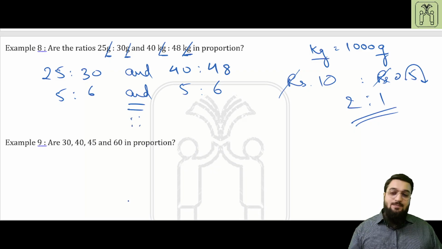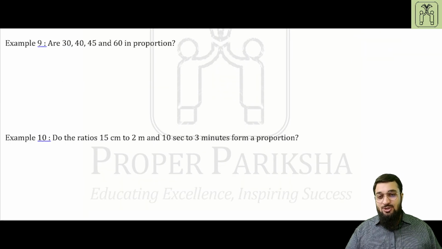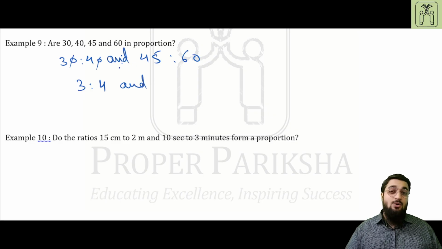Coming to the next example. Example number 9. Are 30, 40, 45 and 60 in proportion? For such a question, we just have to take them in order. So I will write 30 is to 40 and 45 is to 60. We'll try to simplify this. 30 and 40 will be simplified to 3 is to 4, and as of now we do not know if they are in proportion or not. So 15 into 3 is 45, and 15 into 4 is 60. Therefore, yes, they are in proportion.